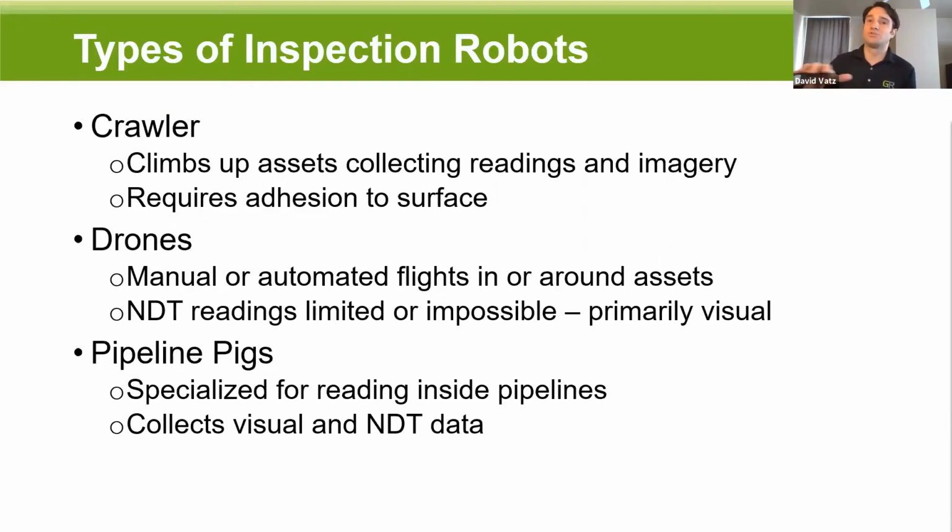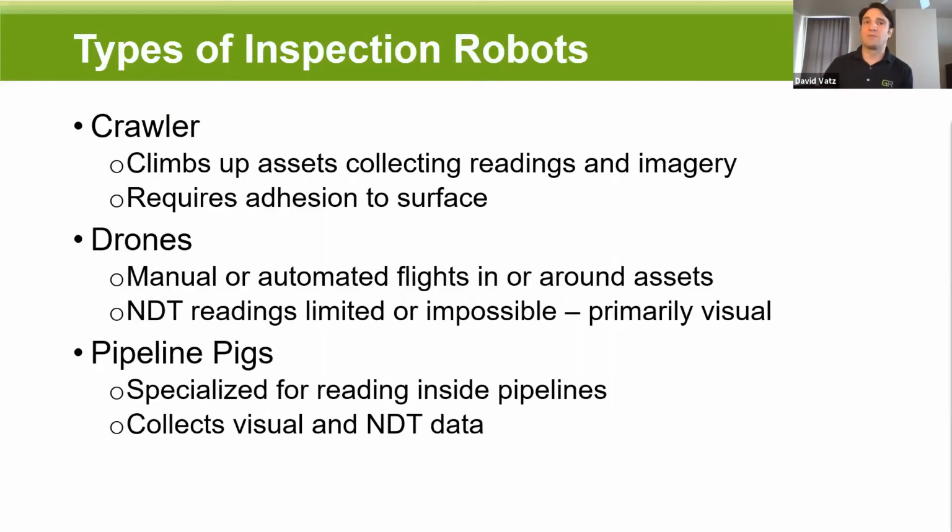The second type was drones. Drones are used in a lot of mills right now for manual and automated flights in and around assets. And they're often used to go into places where a human can't go, say into a boiler that hasn't been cleared for confined space entry. As of right now, the amount of NDT readings that drones can take is relatively limited. Some drones can take maybe spot UT readings here and there, but for the most part, drones are just being used to collect visual imagery at mills currently.